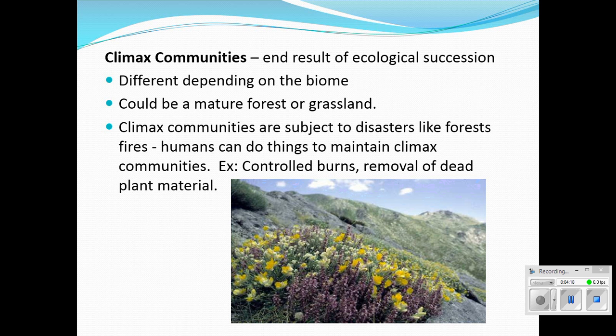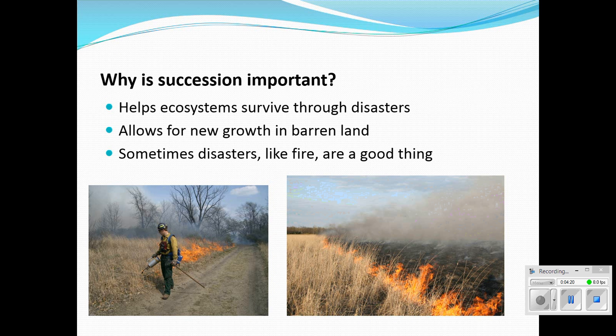So why is succession so important? Well, it helps ecosystems survive through disasters. It helps them become more vital. So it allows for new growth in barren land. And then sometimes disasters like fire are a good thing. And I'll talk about that in a little bit. It's hard to think about, why would fire be a good thing for an ecosystem? But it really is. It's just one of those natural things that comes about.